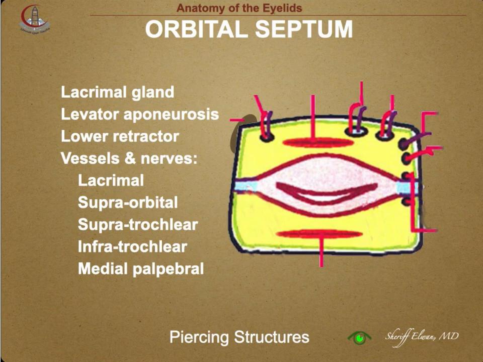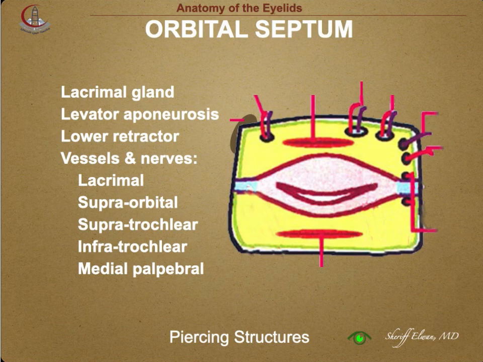Now, there are structures that pierce the septum. What are these? These are the lacrimal gland. And when we describe the anatomy of the lacrimal gland, you know that it is composed of two lobes, one inside the orbit that is behind the septum, and one outside the orbit that is anterior to the septum, and therefore it's going through, that is piercing the orbital septum.